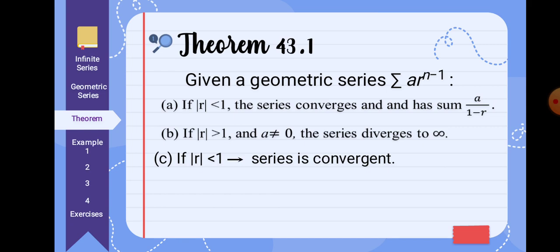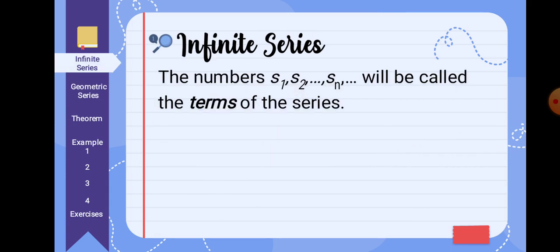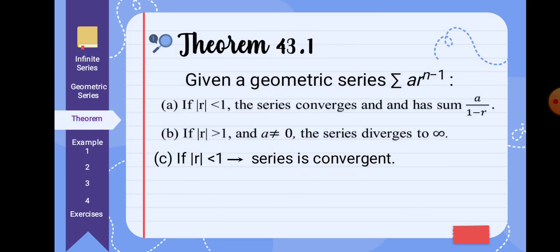If the absolute value of r is greater than or equal to 1 and a is not equal to 0, the series will diverge. And if the absolute value of r is less than 1, the series is convergent.